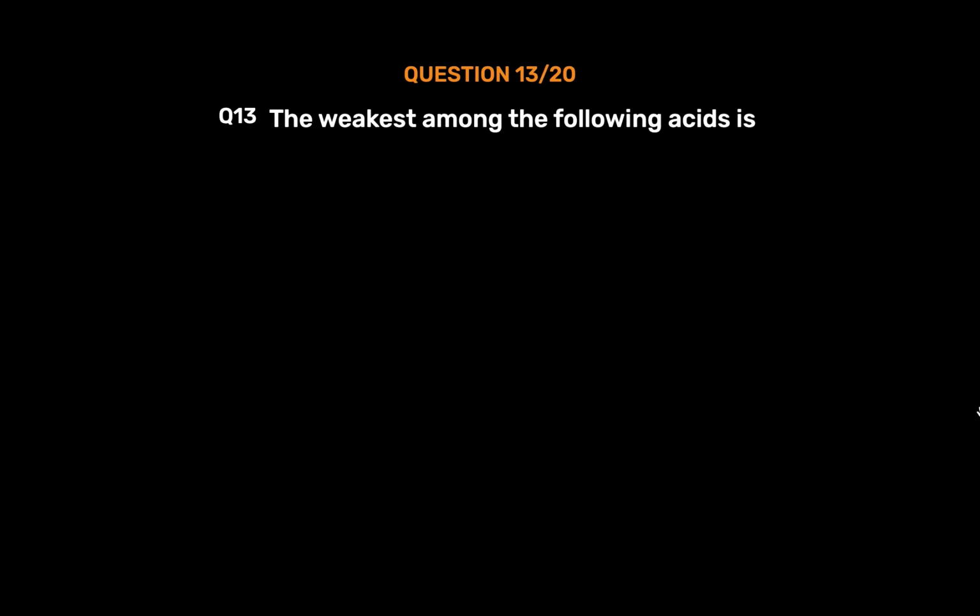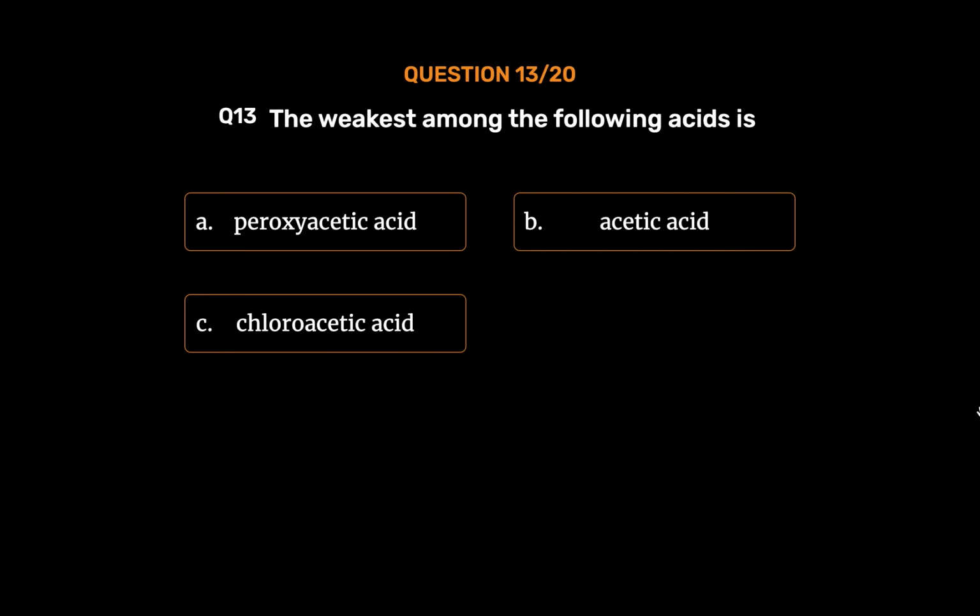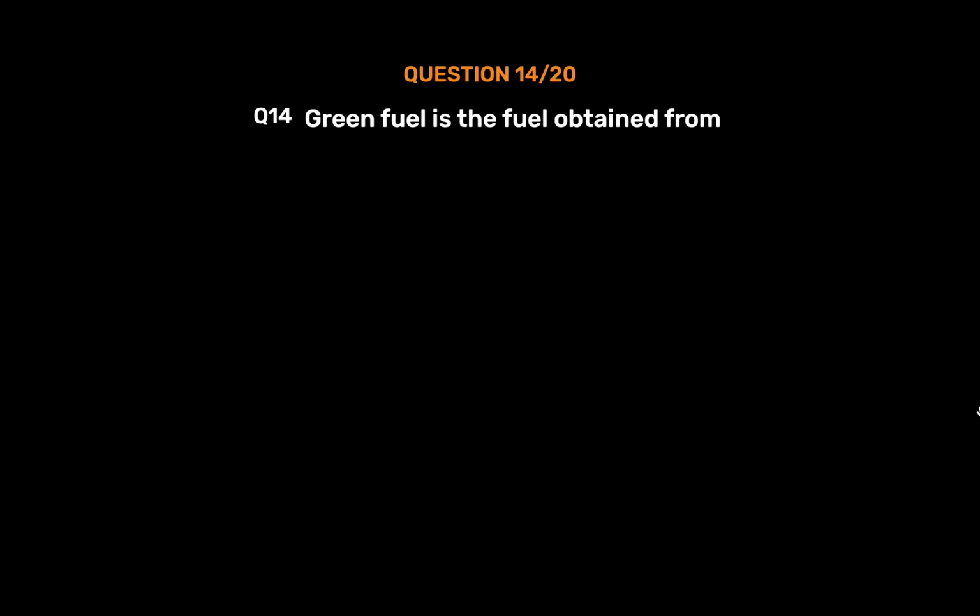Question number 13. The weakest among the following acids is option A. Peroxyacetic acid. Option B. Acetic acid. Option C. Chloroacetic acid. Option D. Trichloroacetic acid. The correct answer is option A. Peroxyacetic acid.